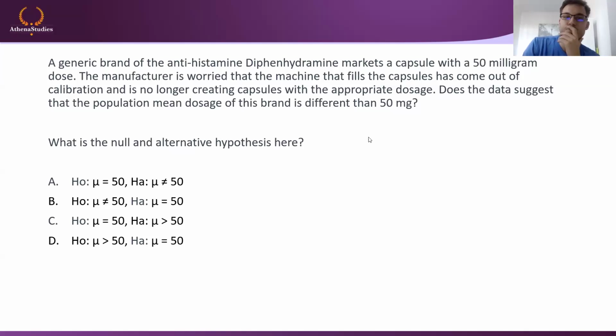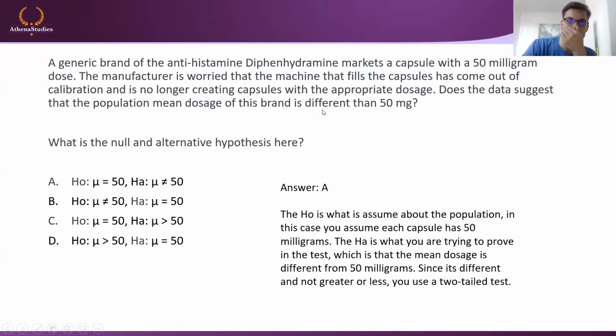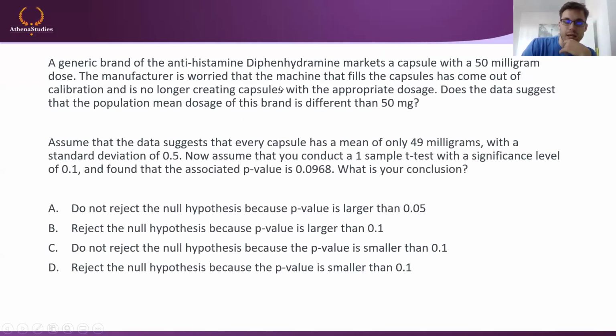All right, let's see. So answer A, of course, because the question is simply asking what the null and the alternative hypothesis are here. So what are we trying to prove and what is assumed. The data is asking us whether it is different from 50 milligrams. So the null hypothesis is that it is 50 milligrams, and if it's different, that means not equal to 50. Next question.